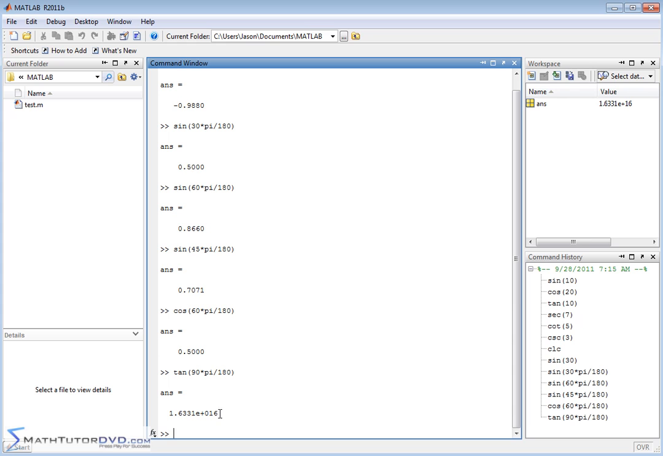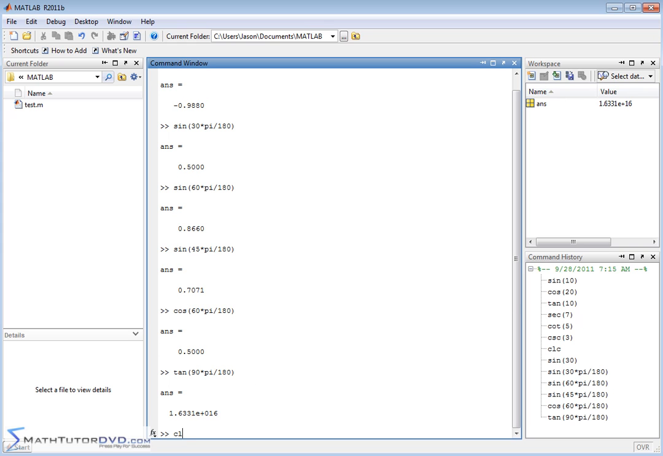You're going to get in some cases very large numbers. So this is 1.6 times 10 to the 16. You might say, what's going on here? But if you go look at the tangent function, you'll see that there are asymptotes that go off to infinity at certain points. One of them is 90 degrees. So if you ever get a really large number, that's just an asymptote in the graph. You see these especially with the tangent function.